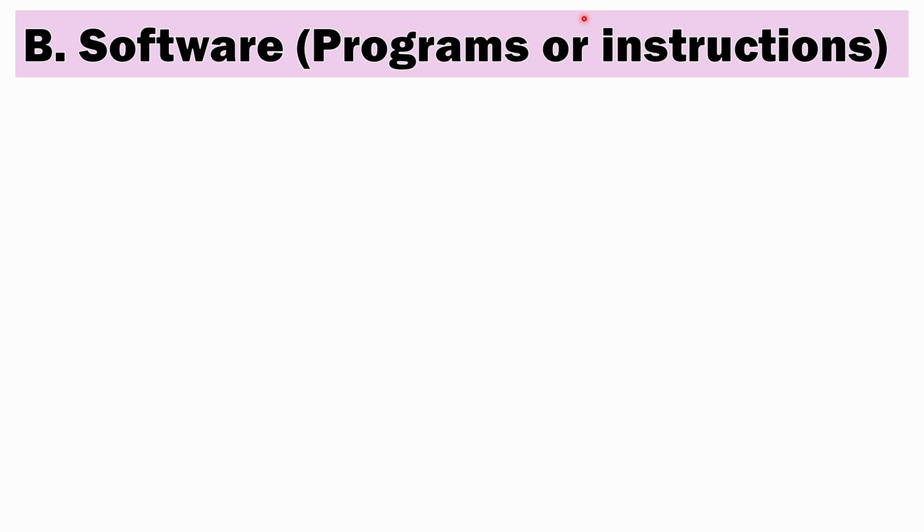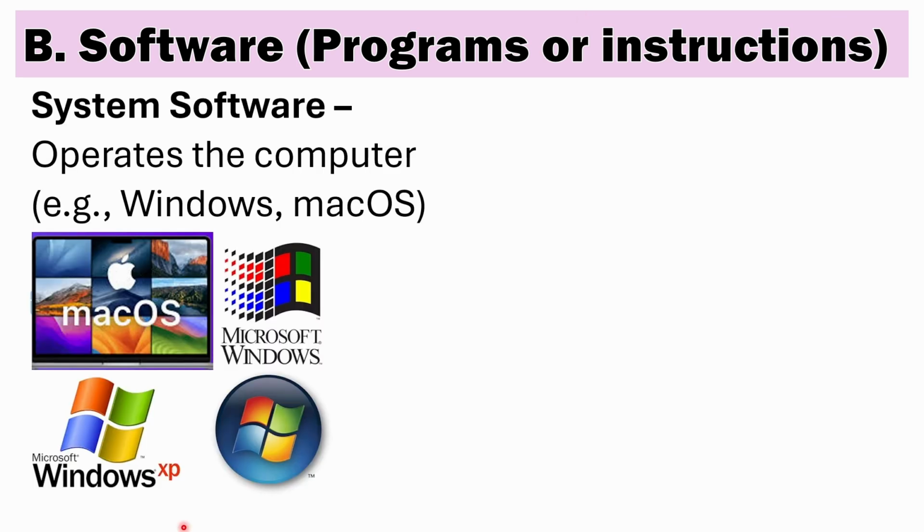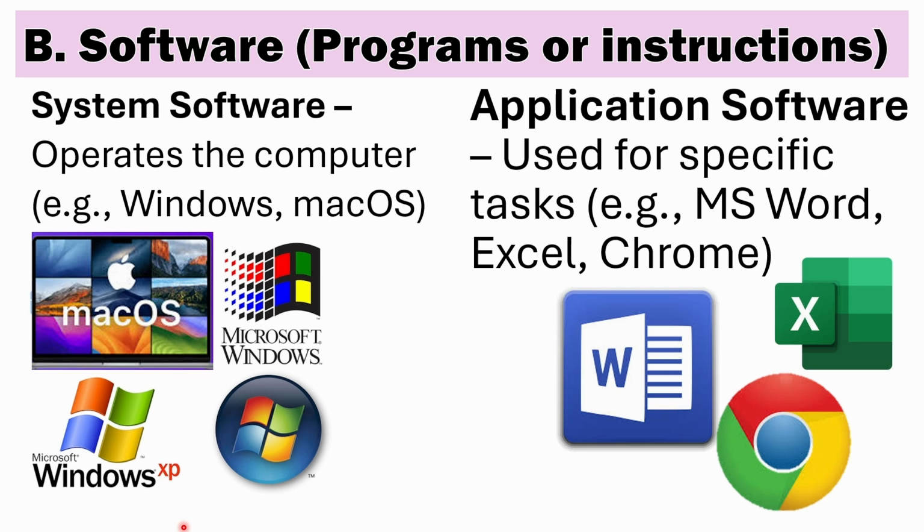Now let's talk about software. This is the set of instructions or programs. First is system software. It operates the computer. Example, we have the Windows and Mac OS, or the operating system. System software includes things like Windows or Mac OS, which runs the computer. And number two is what we call application software, used for specific tasks, for example, MS Word, Excel, Chrome, or browsers.